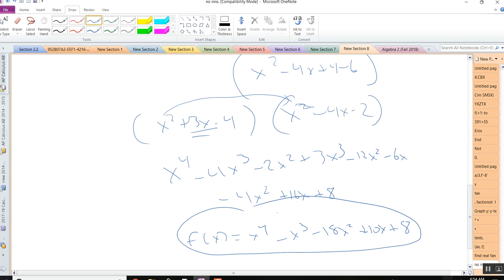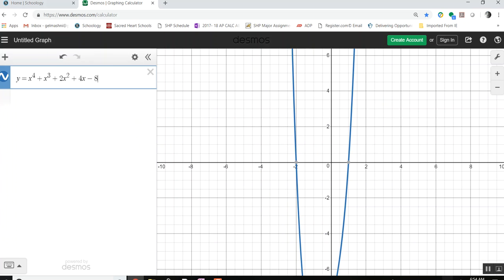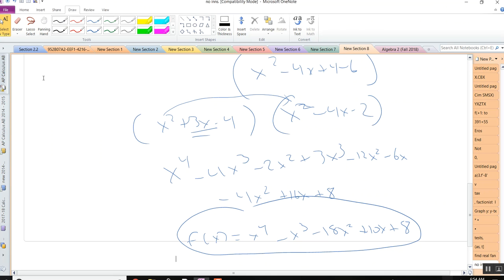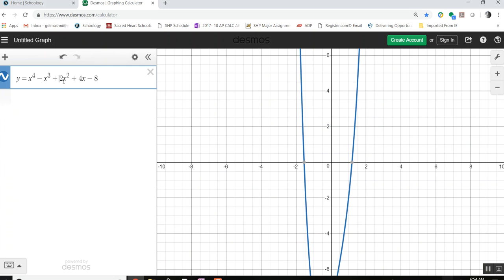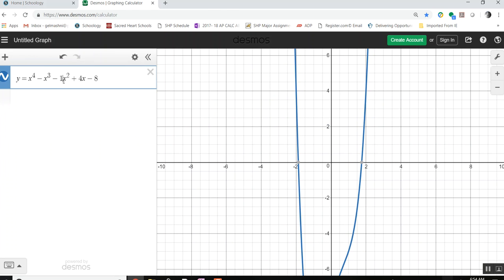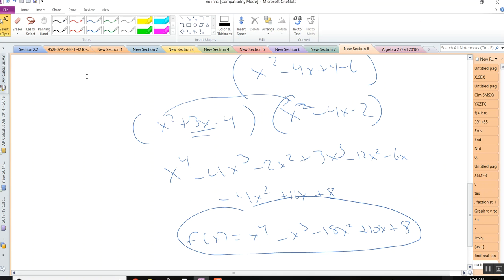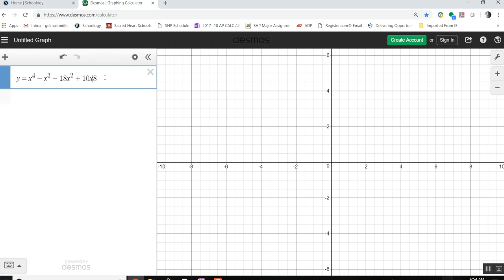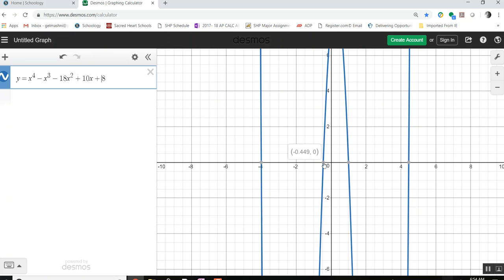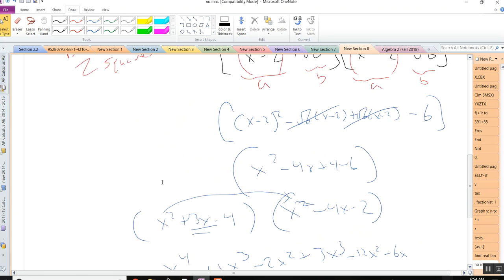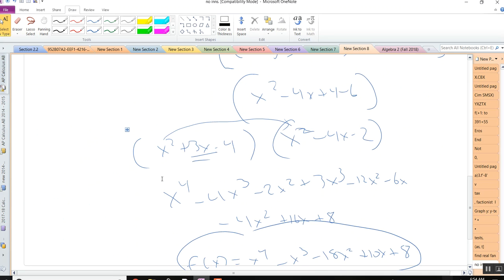And just to be sure that I did this correctly, I'm going to go to Desmos. That's always how you can check your work. Instead of having to read this, I'll alter this really quickly: x to the 4th minus x cubed minus 18x squared plus 10x plus 8. Okay, cool. So I do see negative 4. Awesome. I do see 1. We were told those are zeros.